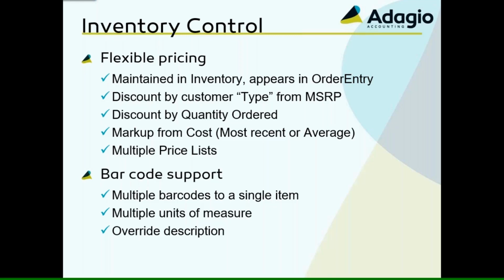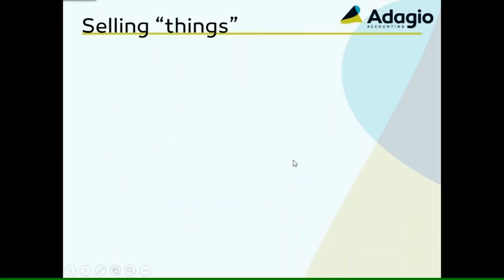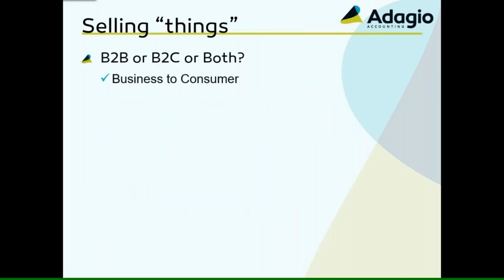The barcoding also allows you to override the description so that you can have a barcode for sized goods where one barcode is small, another is medium, another is large, another is extra large, and they're all treated as a single item in your inventory. And as you scan it, you overwrite the description with the appropriate sized item. I think that's pretty much all I wanted to tell you about inventory control.